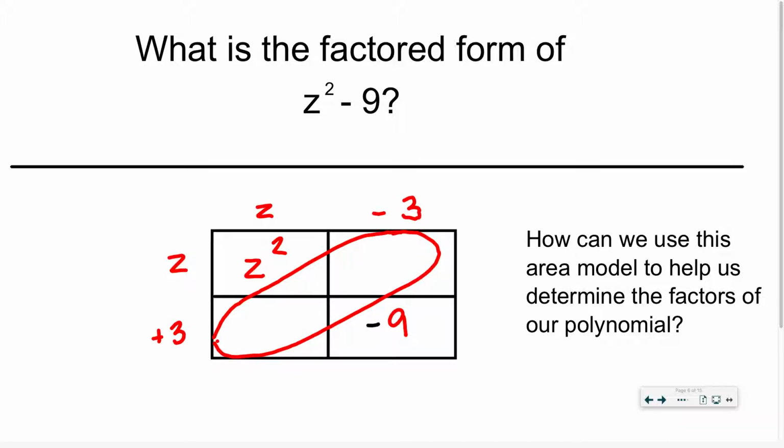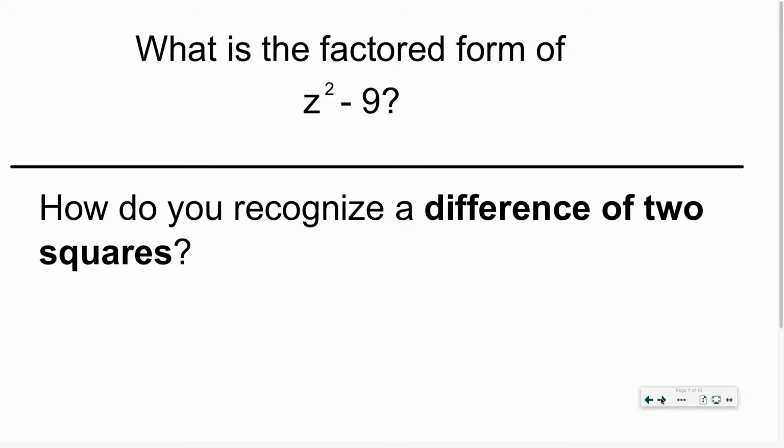Now take a look here. What would have happened if I multiplied the positive 3 times the z? And what would have happened if I multiplied the negative 3 times the z? So you can see here by working backwards that if you were able to find the square root of this term and the square root of the number here, just the number, not necessarily the negative 9, but the 9 itself, that you could have figured out what your two terms would have been. You would have had the z plus 3 and the z minus 3.